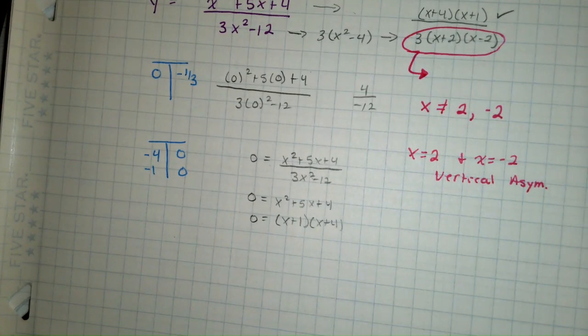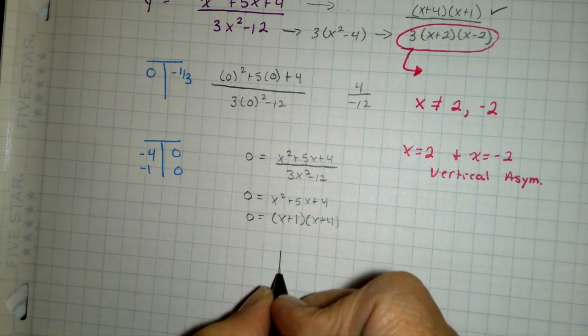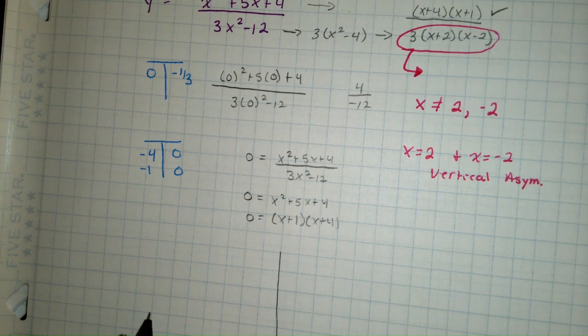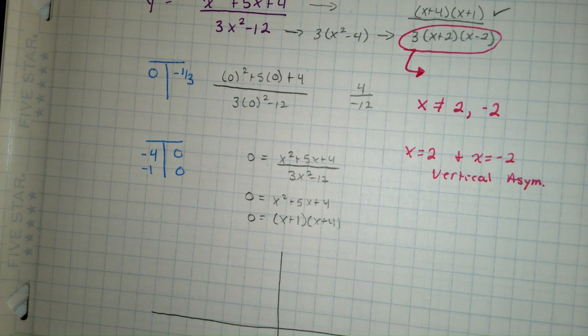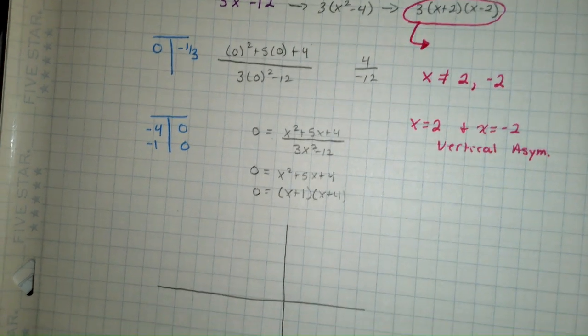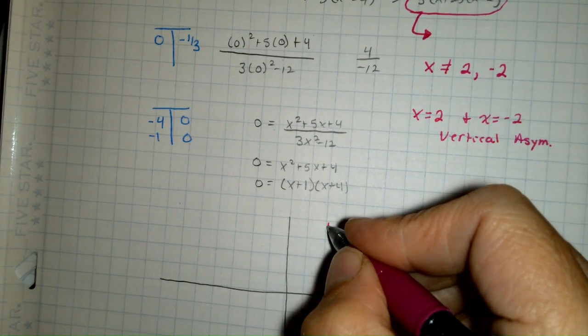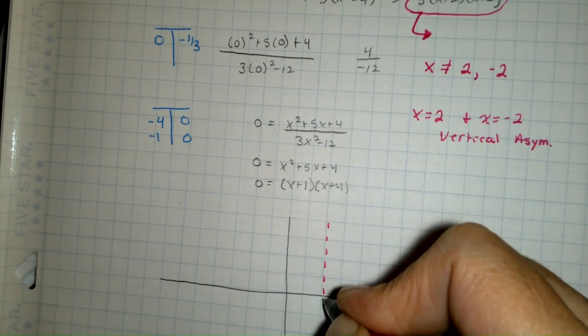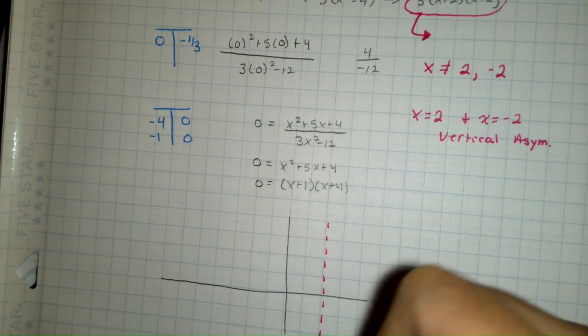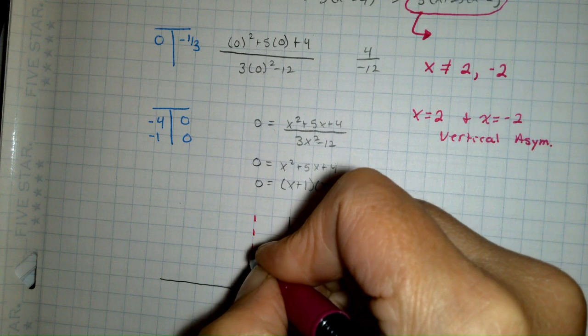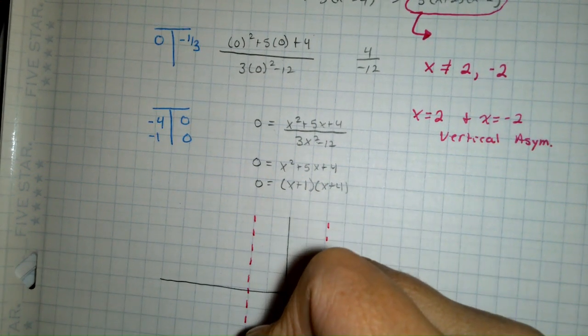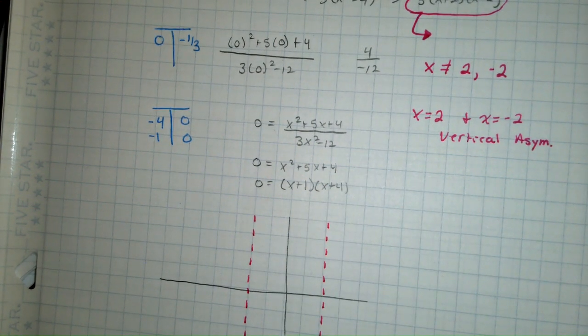Go ahead and get this information that we have so far on here. Yes, it's okay to have multiple vertical asymptotes. Will they always be at the same numbers, like 2 and negative 2? No. Okay. We had a y-intercept of negative 1/3, an x-intercept of negative 4, and an x-intercept of negative 1.